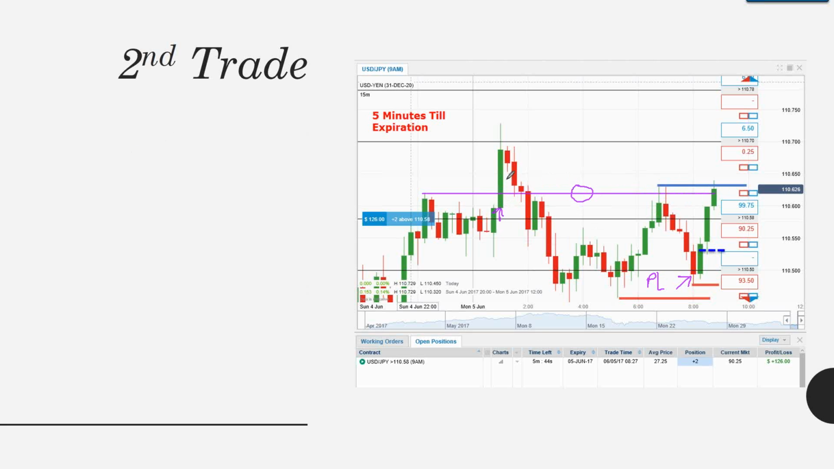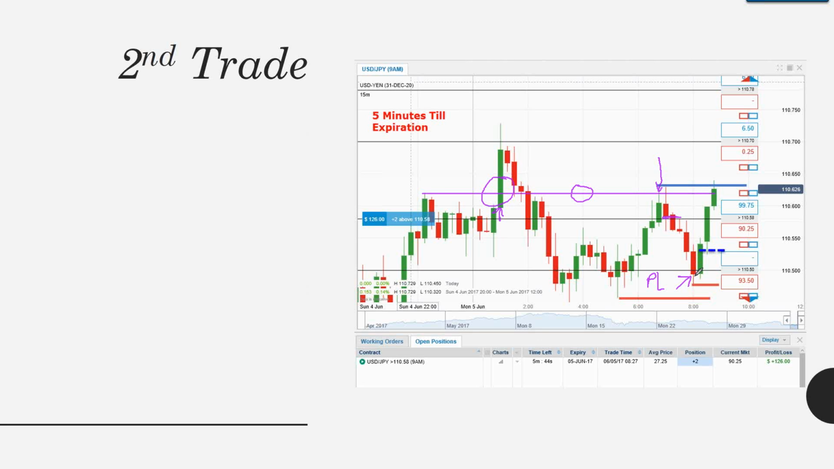If it blows through the resistance area like this one did, then more than likely you're going to get your profit target. But if it hesitates, and you can clearly see that it did hesitate here, okay? By the end of this bar, I think you still had like $11.50, okay? You could have taken something instead of waiting, okay?